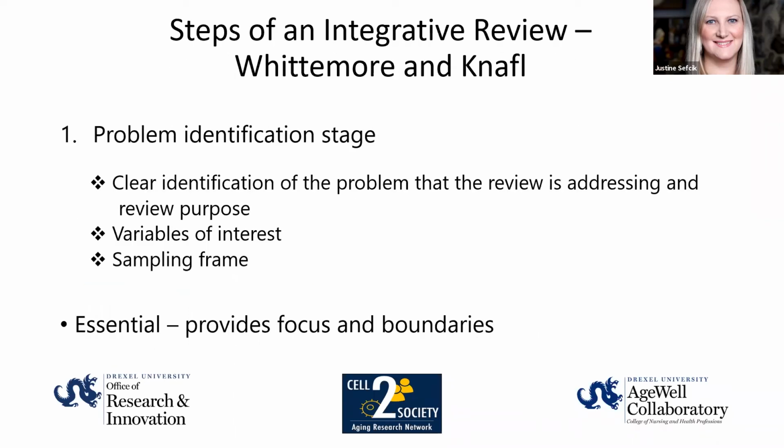So the first step of an integrative review, and this is following the Whittemore and Knafl paper, but this is also similar to what you find for systematic reviews as well, is the problem identification stage, where you come up with a clear identification of the problem that you want to address in your review, and you decide what your variables of interest are and your sampling frame. And all of this is done ahead of time before you really start your review, because you want to have a really clear focus and boundaries. When you get into the review, you could have hundreds or thousands of papers that you have to sift through, trying to figure out what actually meets your criteria. You're going to want to fall back on how you designed that review in the beginning.